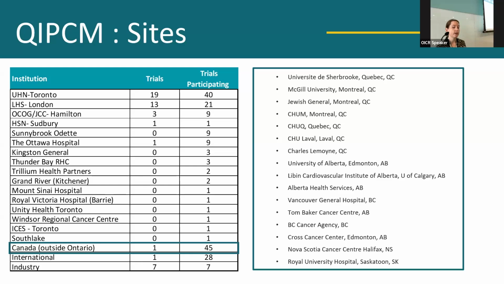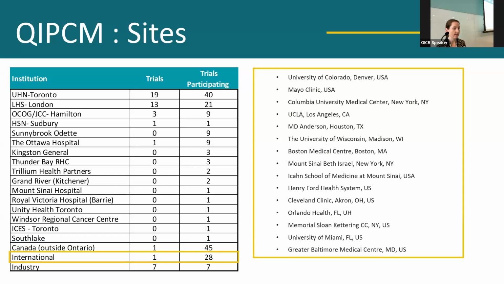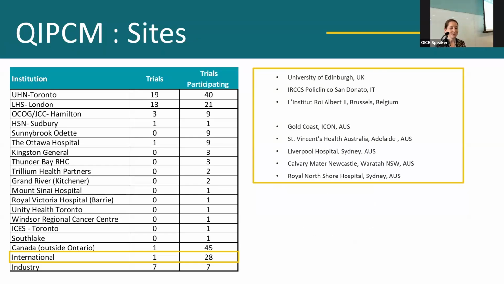Outside of Ontario, across Canada, we've got 45 sites that are participating in different studies. And internationally, we have an additional 28 sites that work with us. And we've got seven industry studies with us. And so on the right-hand side, your left-hand side, are the sites that we work with.